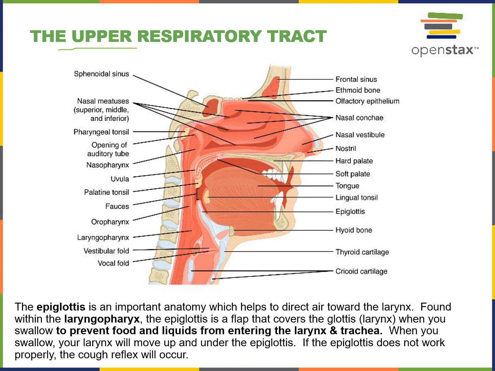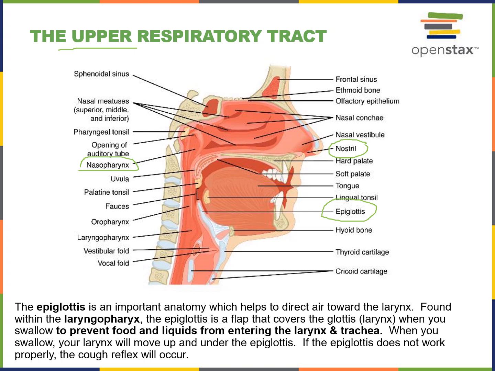So which structures make up the upper respiratory tract? All of the structures from the nostril to the pharynx, the nasopharynx here, and then down to the larynx. So here's the epiglottis, which covers the glottis.